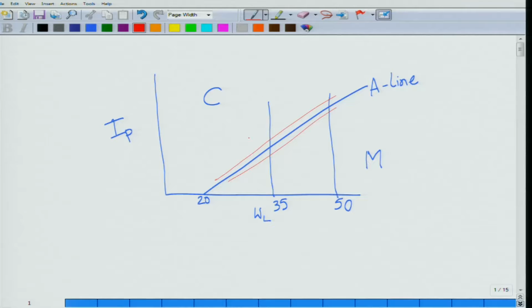Whereas, suppose something is very far from the A line, above the A line, then that will be considered as clay, whereas if anything goes below the A line, that will be classified as silt. But if something comes very close to the A line, that is the borderline for the two types of soil, clay and silt. So, all the time it will get the dual symbol.